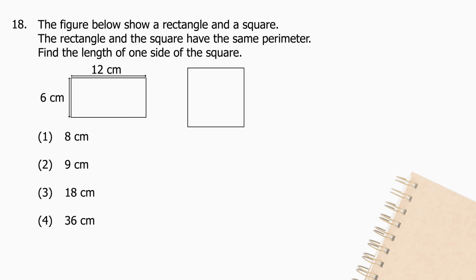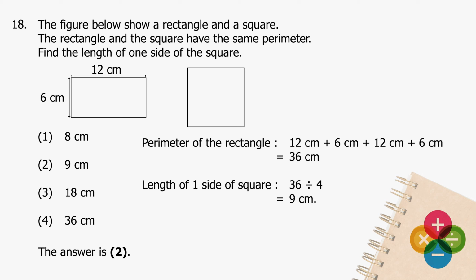Question 18. The figure below shows a rectangle and a square. The rectangle and the square have the same perimeter. Find the length of one side of the square. The perimeter of the rectangle is 12 cm multiplied by 2 plus 6 cm multiplied by 2, and the perimeter will be 36 cm. The length of one side of the square will be 36 cm divided by 4, and the length of the side is 9 cm. The answer is 2.